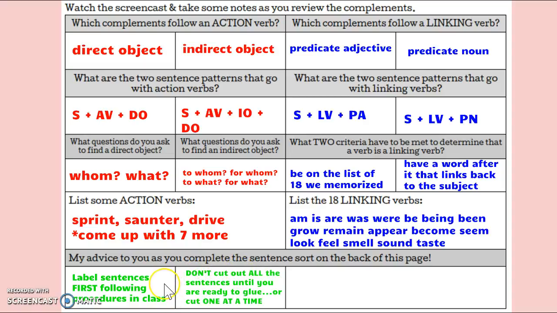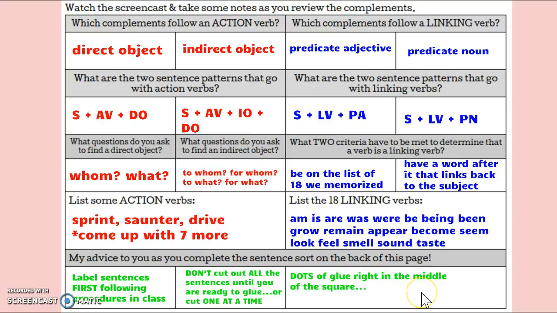Don't cut all of the sentences out until you're ready to glue them. Or if you want to work, then do one at a time. But don't cut all of your pieces out, because if the bell rings and you're frantically trying to clean up, you're going to lose some of the pieces. So either go one at a time or just wait until the end when you have all of them labeled.